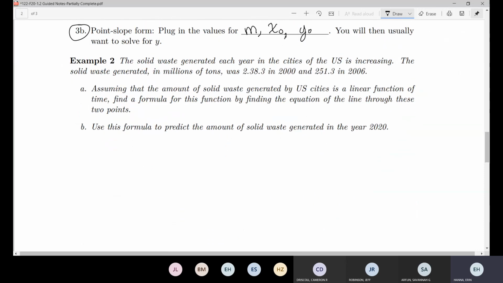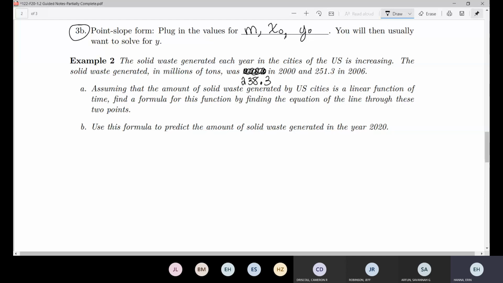The solid waste generated each year in the cities in the U.S. is increasing. The solid waste is generated in millions of tons. What is this supposed to be? I never fixed it. This number here is supposed to be 238.3. The only point is supposed to be the 0.3 at the end. My bad. So it was 238.3 in 2000 and 251.3 in 2006.